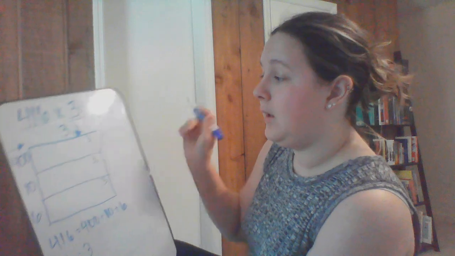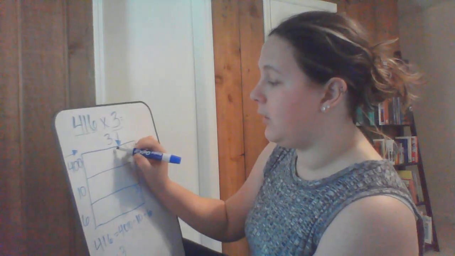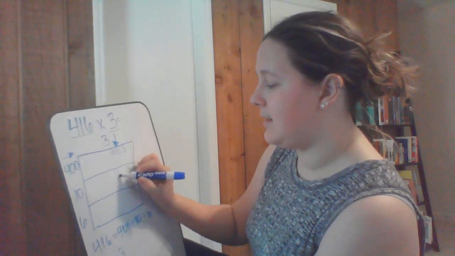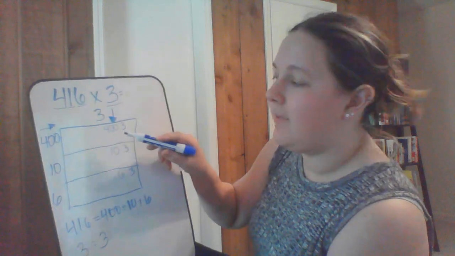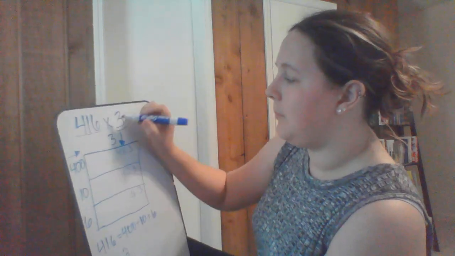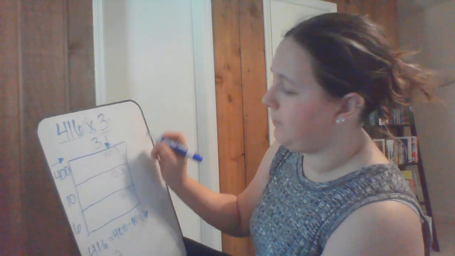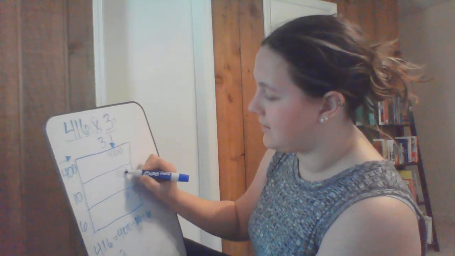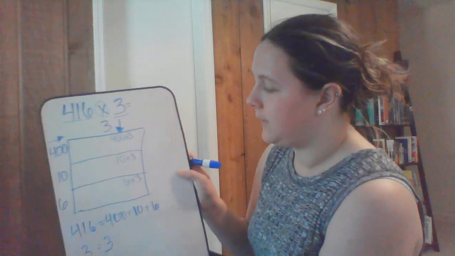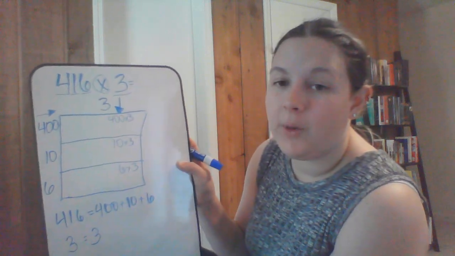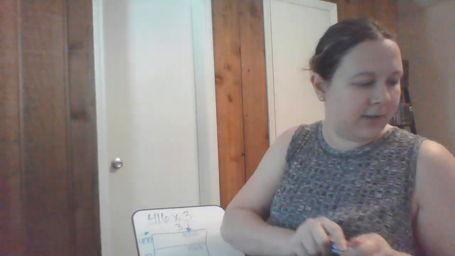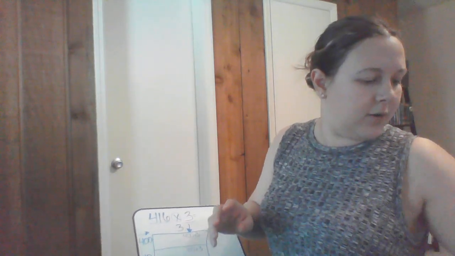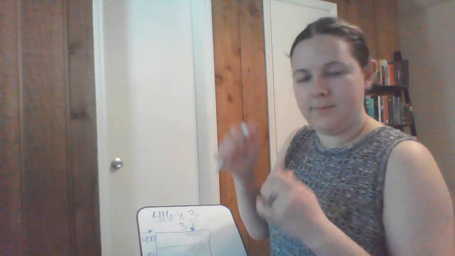That's it. So this 400 is going to scoot over. This 10 scoots over. And this 6 scoots over. Now we have the makings of 3 different equations. Because this is a multiplication problem, we're going to put a multiplication sign in between them. Now that we have our equations, we're going to solve them. I'm going to get a different marker again so we can see the difference. We're going to do green this time.